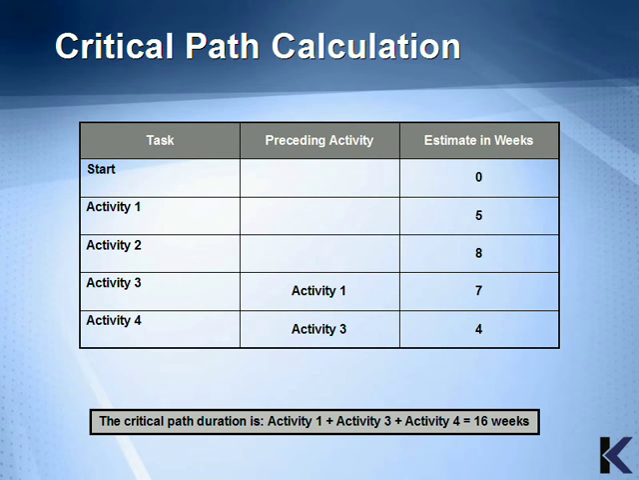Here's an example of how the critical path duration is calculated. Across the top of this table, you'll see the task, preceding activity, and the estimate to complete in weeks. Down the left side, you have the activities listed. Note that Activity 3 is dependent upon Activity 1 to be completed before it can begin, and Activity 4 cannot begin until Activity 3 is completed. Therefore, the critical path duration is calculated by adding Activities 1, 3, and 4. When you add those together, you have a total of 16 weeks, so your critical path duration here is 16 weeks.